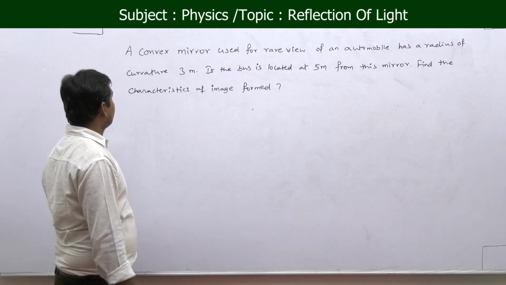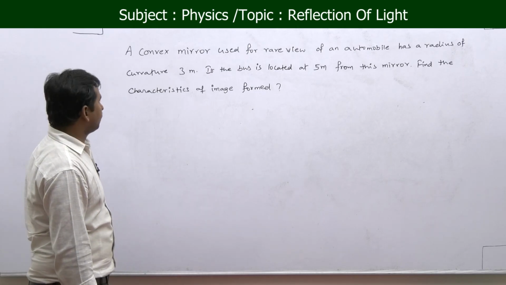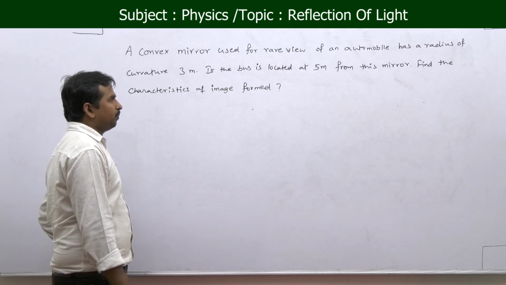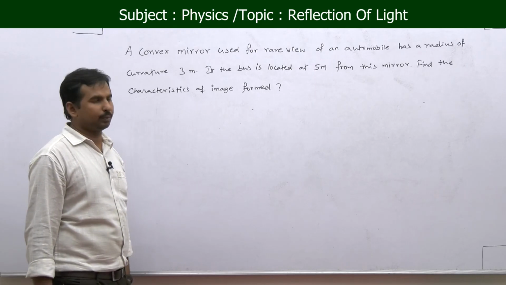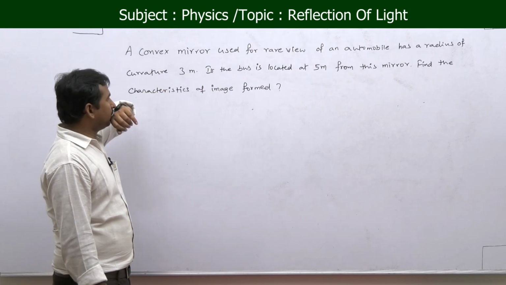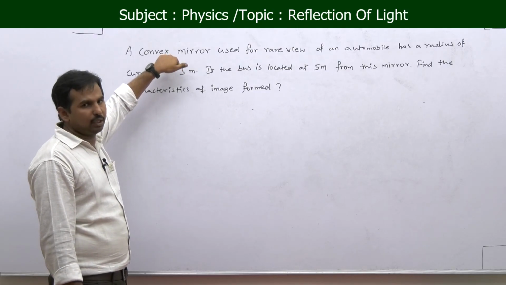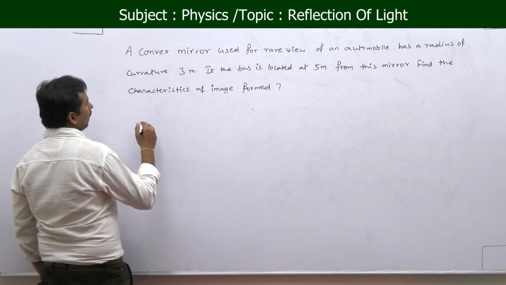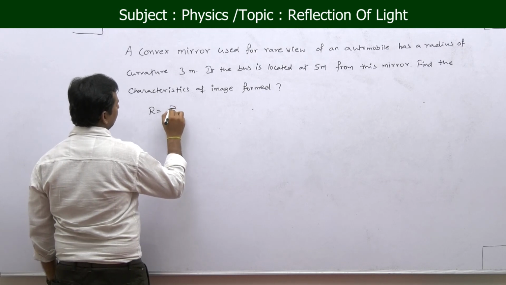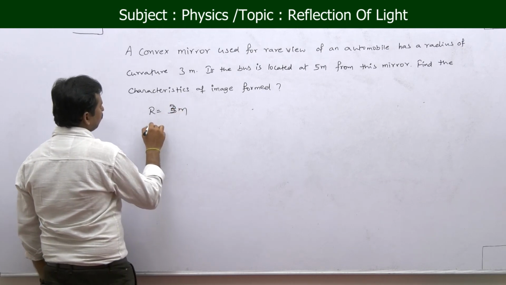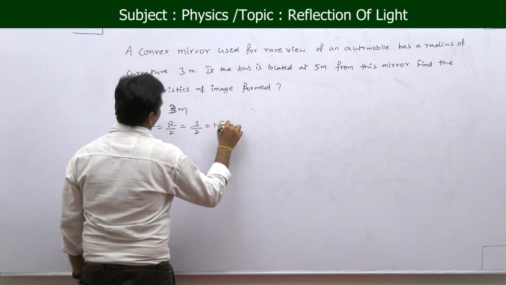Now see another problem. A convex mirror used for a rear view mirror of an automobile has a radius of curvature of 3 meters. If a bus is located 5 meters from this mirror, find the characteristics of the image formed. Here the rear view mirror is a convex mirror, which forms a diminished, virtual and erect image. The radius of curvature is 3 meters, so the focal length is r by 2, which is 3 by 2, that is 1.5 meters.